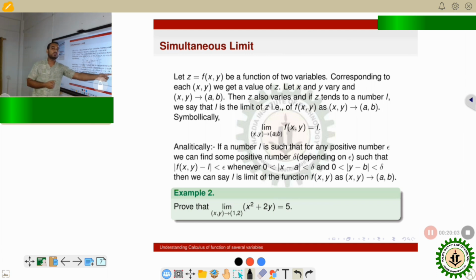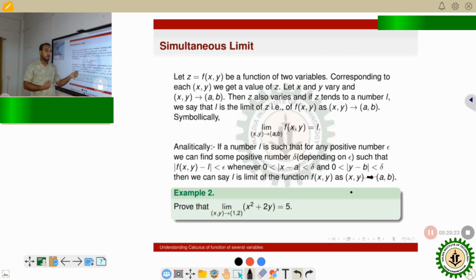for any positive number epsilon, we can find some positive number delta, but the delta depends on epsilon. The choice of epsilon that you are choosing also affects the value of delta, such that mod of f of x, y minus L should be less than epsilon.